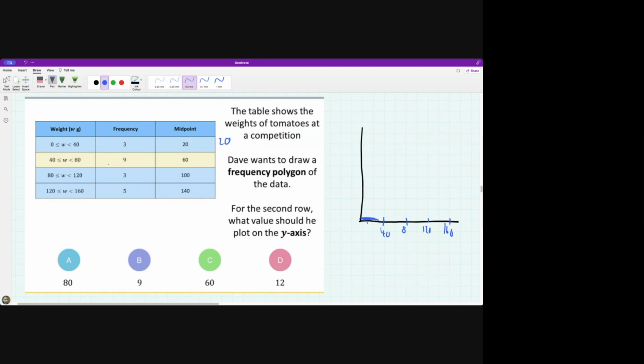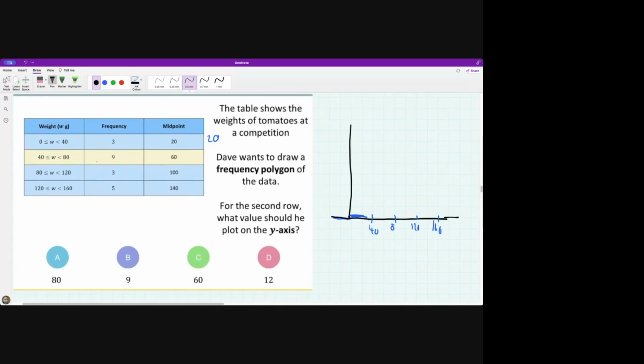And if I need to add an extra category on this side, and I need to add an extra category on this side, so we're going to go 200, and here we can go minus 40. And if I was plotting this, what would the frequency be? Let's go 1, 2, 3, 4, 5, 6, 7, 8, 9.